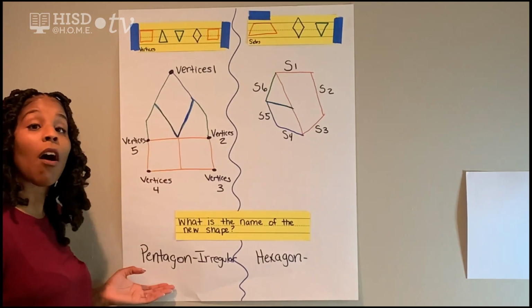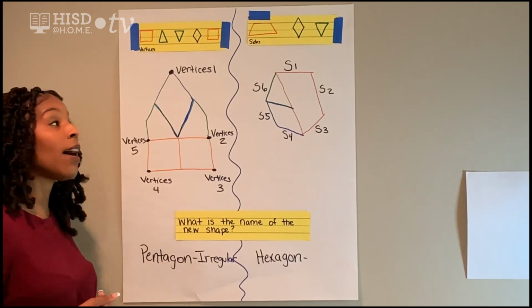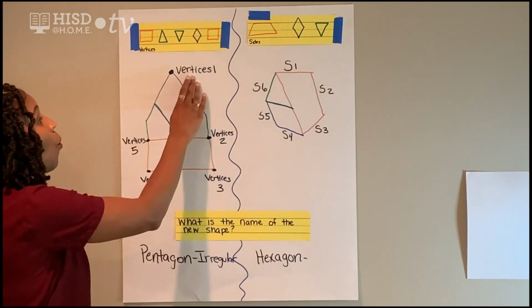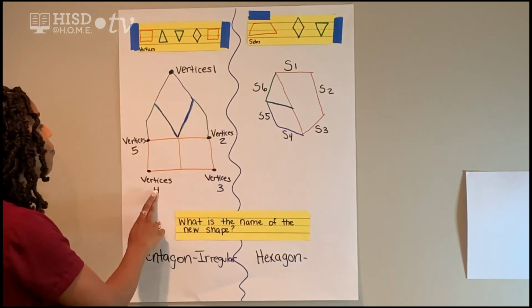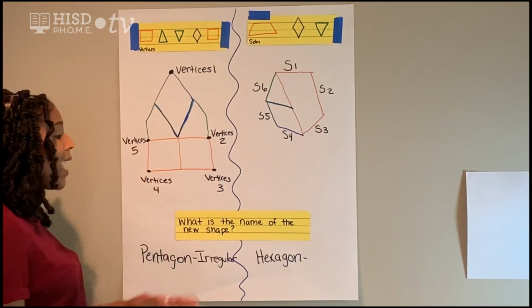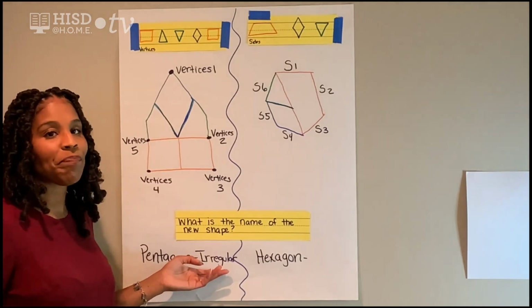My new shape is called a pentagon. That pentagon has 5 vertices. 1, 2, 3, 4, 5. And it is an irregular pentagon.